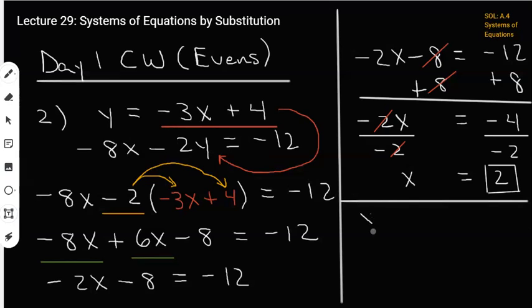So the top equation was y equals negative 3x plus 4. I'm just going to go ahead and write that down. And what I'm going to do from here is take this number that I found for x right here, and plug it in for x right here. I'm going to take the answer that I just found for x, and plug it into that equation. So here's how I do it. Y equals negative 3. Replace this x with a 2. And then you're going to add 4 at the end.